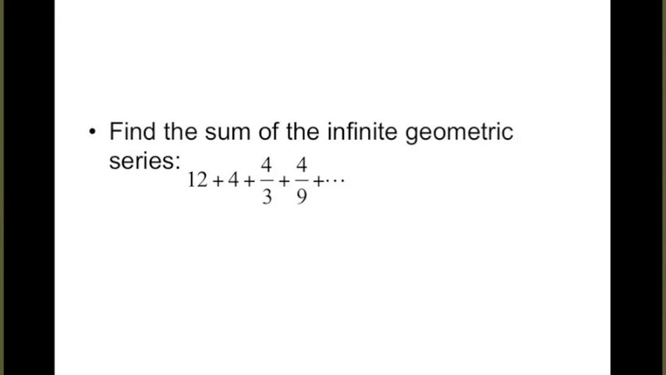What is our ratio on this one? 1/3. So each time we're dividing by 3, so then we'll think about multiplying by 1/3. So that meets our criteria. A sub 1 is 12.